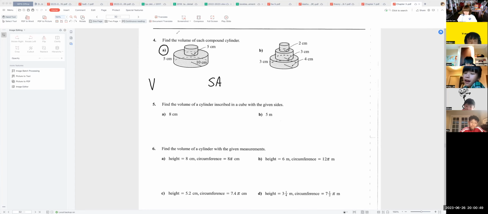Are we finding volume or volume and surface area for both of them? For number A only, okay, Vicky? Let me change paper, that sheet is full.